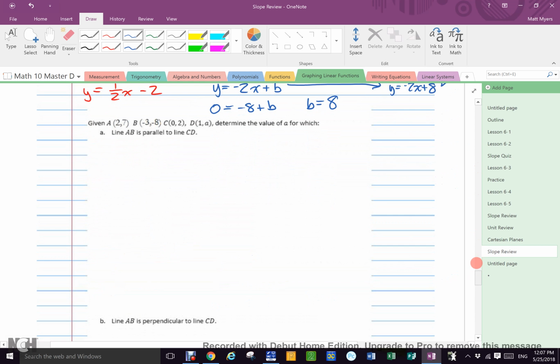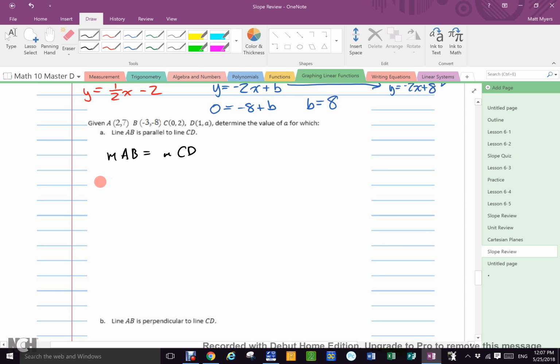Turn the page, or not, you don't turn the page yet. We're here. If they are parallel, what do you know about the slope of AB and the slope of CD? They must be the same. Which of them can I find right now, AB or CD? Why do you know you can find AB? Because CD has a variable in it. So I can only work with AB, right?